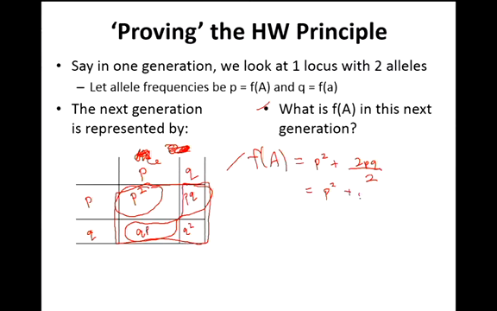plus pq. But because we're working with just big A and little a, we know that whatever's not p must be q, which means that p plus q has to equal 1. Let me draw that as a separate little thing. If p plus q has to equal 1, then we can say down here, this is equal to p squared plus p times 1 minus q. Oops, 1 minus p.